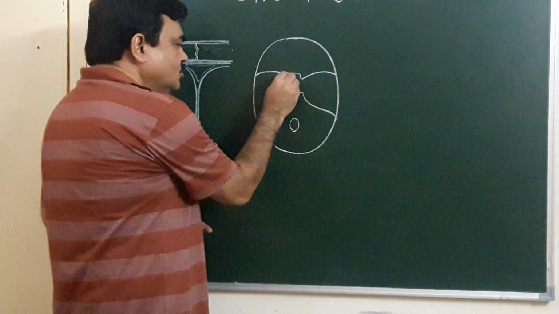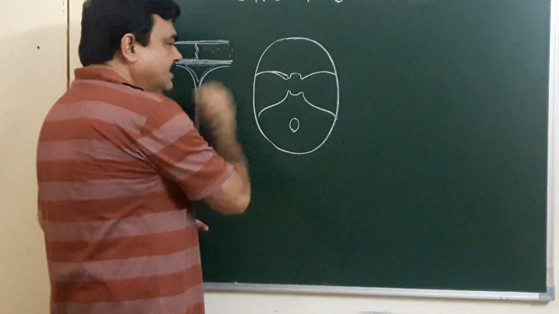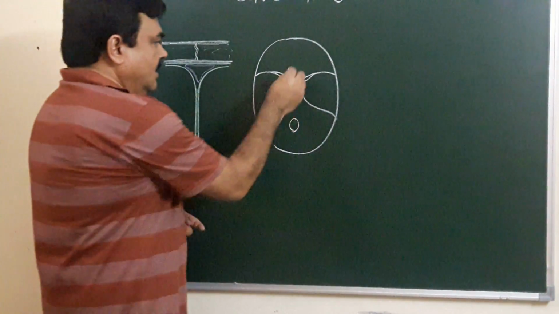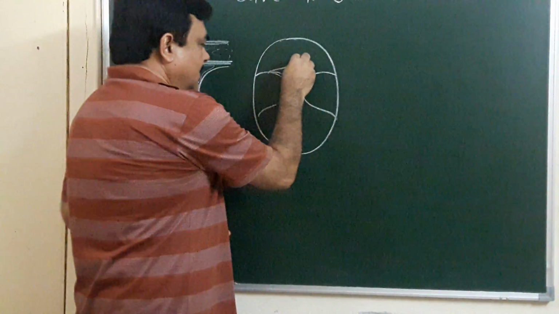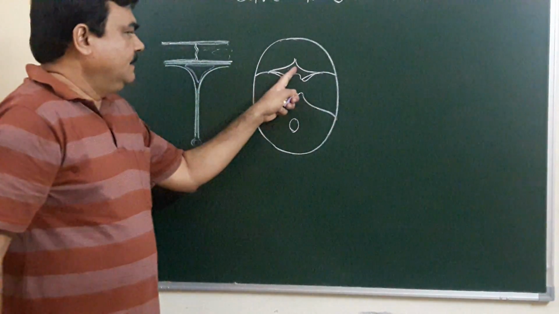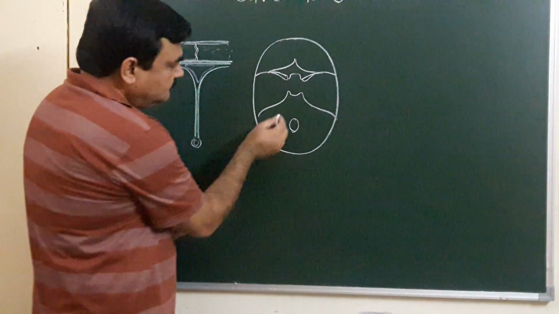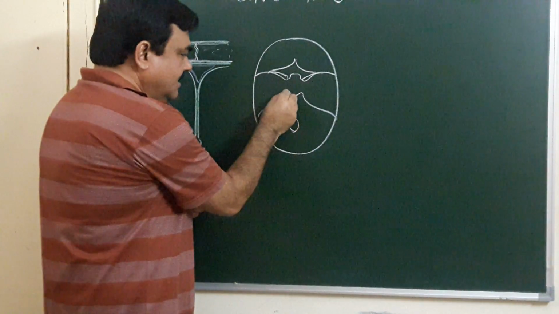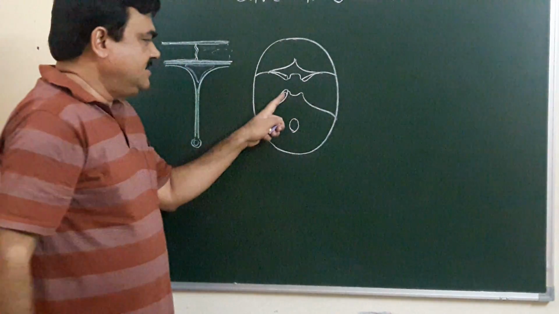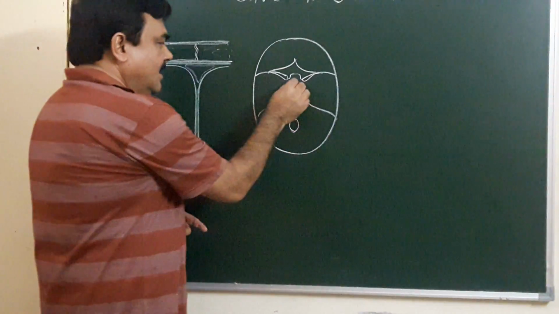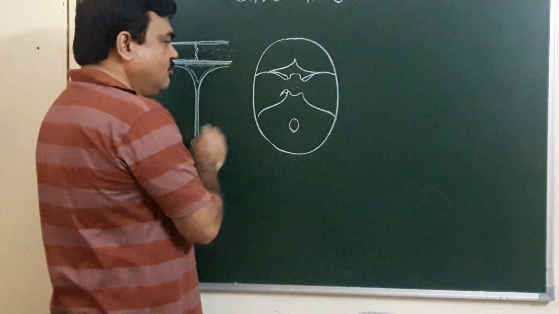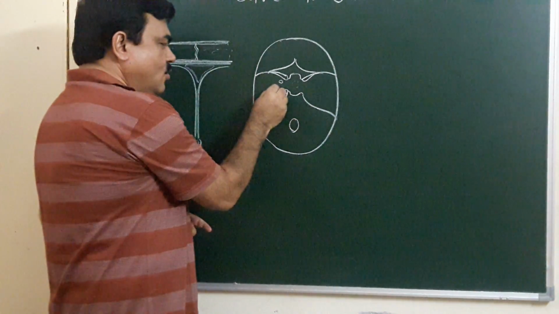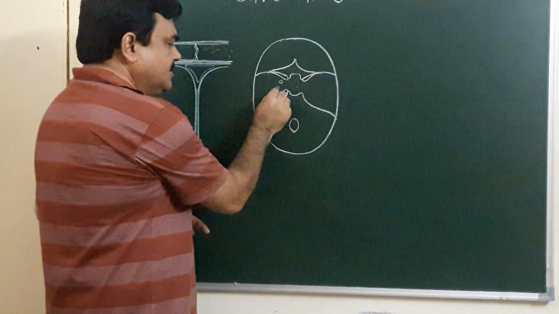Here is the position of the superior orbital fissure. This is the lesser wing of the sphenoid bone. This is the superior orbital fissure. Here is the petrous temporal bone, and here is the foramen lacerum. This is the pituitary fossa, and here are the foramen rotundum, foramen ovale, and foramen spinosum.